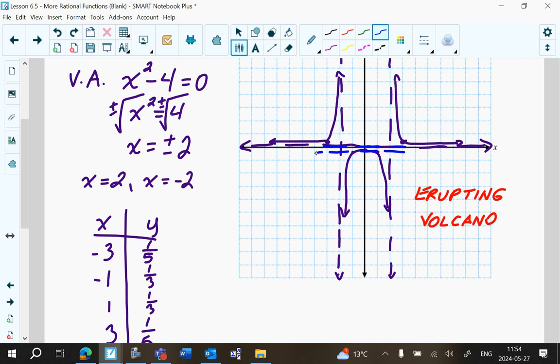I know it's a little hard to wrap your head around. But the point I'm trying to make is that there are so many different types of graphs for rational functions. It all depends what's in the numerator and denominator. I'm just trying to show you a couple, what they look like. Okay, let's move on and look at this one.